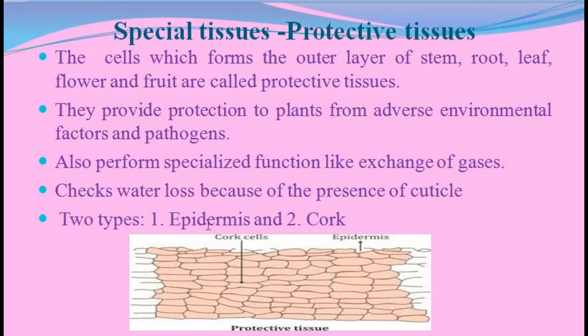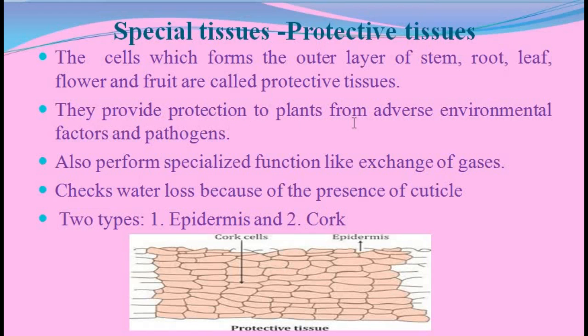So epidermis is a special type of parenchyma cells present at the outermost layer of stem or root, which is made up of elongated rectangular shaped parenchyma cells. On its outer surface, sometimes it is provided with a thick waxy coating called cuticle, which generally helps in prevention of excess loss of water. And epidermis is sometimes provided with a small opening called stomata, which helps in exchange of gases.